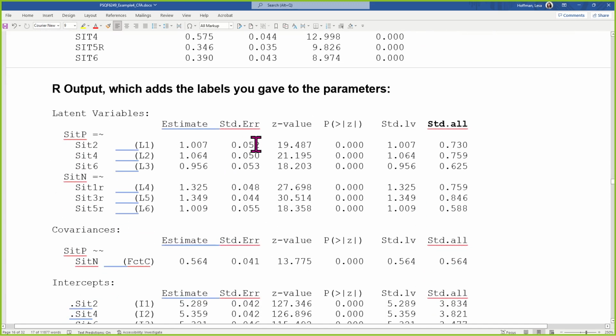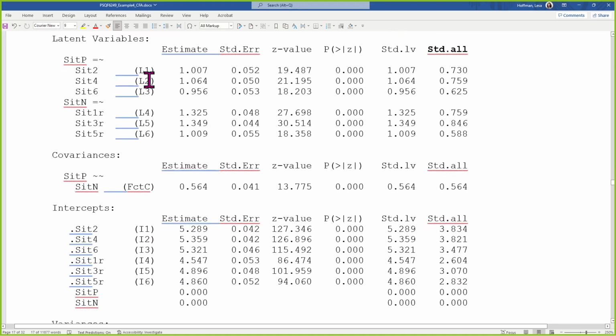In R, one of the nice benefits of adding the labels to your syntax is that it adds them to your output. And I really like this because if you have a giant model where you're only looking for certain things, you can label just those things and it will pop out at you like this. So I think that's a very nice feature. I wish it didn't abbreviate my labels as much, but you can't have everything. And I'm sure there's a way to fix that. I just don't know what it is.